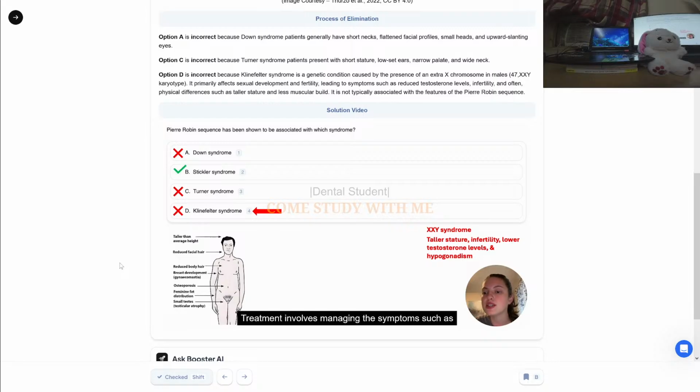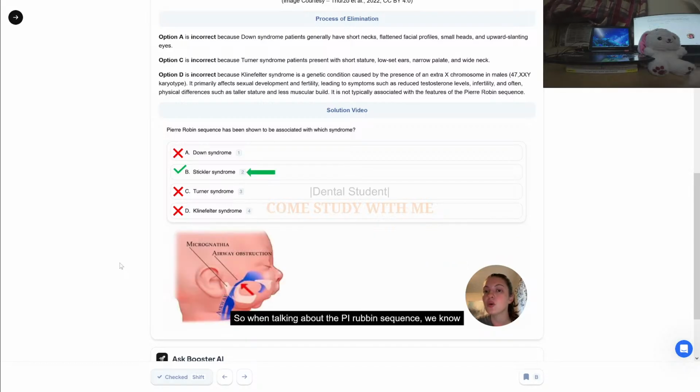Treatment involves managing the symptoms, such as through testosterone replacement therapy and other physical and mental therapies. But once again, because Klinefelter syndrome has no association with the Pierre-Robin sequence, we knew that this answer choice was incorrect. So when talking about the Pierre-Robin sequence, we know that it is associated with Stickler syndrome and is not associated with Down syndrome, Turner syndrome, or Klinefelter syndrome.